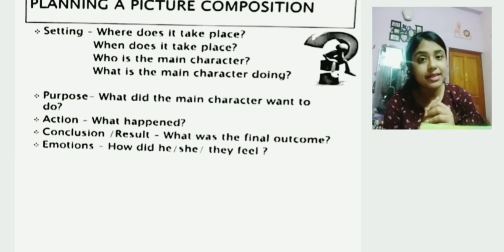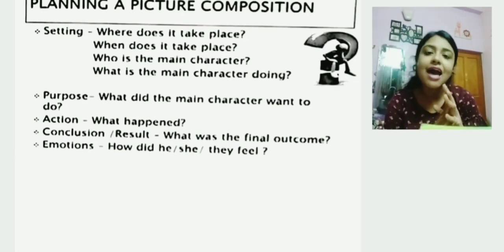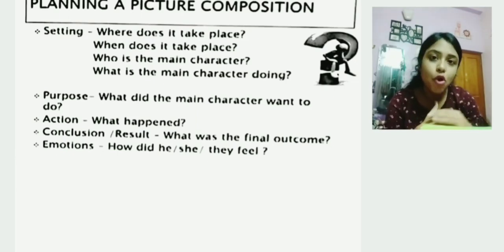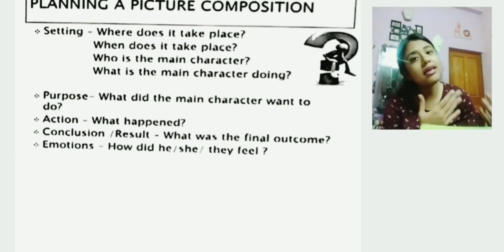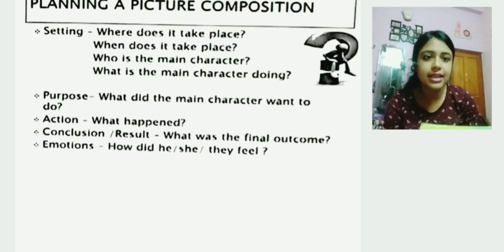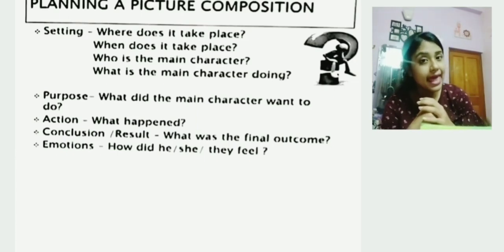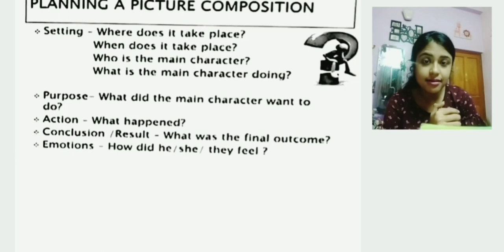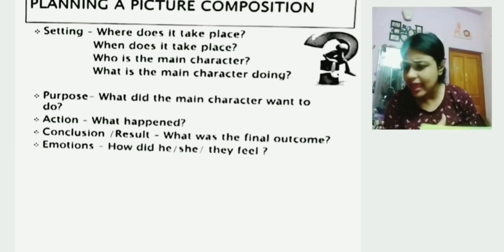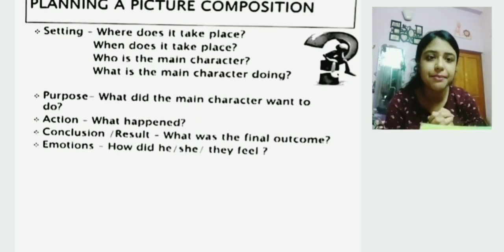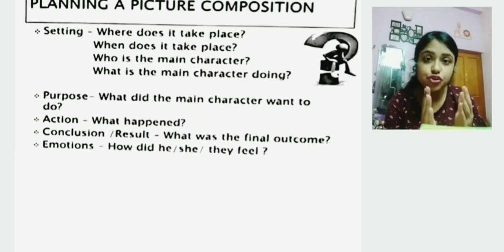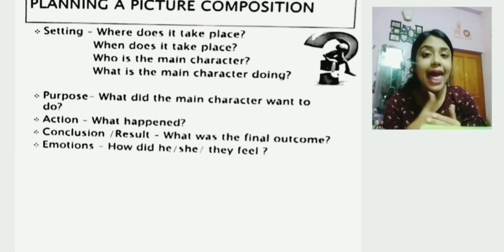When does it take place? After seeing the picture, you will have it in your mind. It can be in the morning, it may be in the evening. Any time of the day or night. Who is the main character? There must be a main character. Can be a boy, girl, man, woman, a dog, a pet, a cat, anything or anyone it can be. What is the main character doing? Yes, the character should do something. There should be certain action that is going on, right? Purpose.